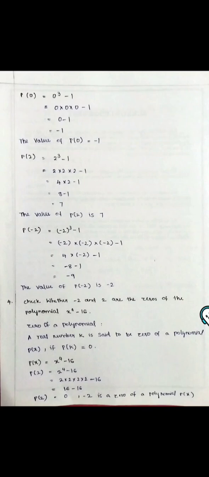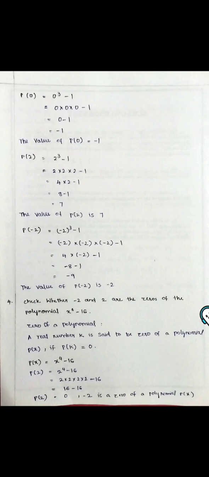So first we have to multiply. 4 into minus 2, plus into minus is minus, 4 into 2 is 8, so minus 8 minus 1. We get the answer minus 9. So the value of p of minus 2 is minus 9. Now, are minus 2 and 2 the zeros of the polynomial x power 4 minus 16?